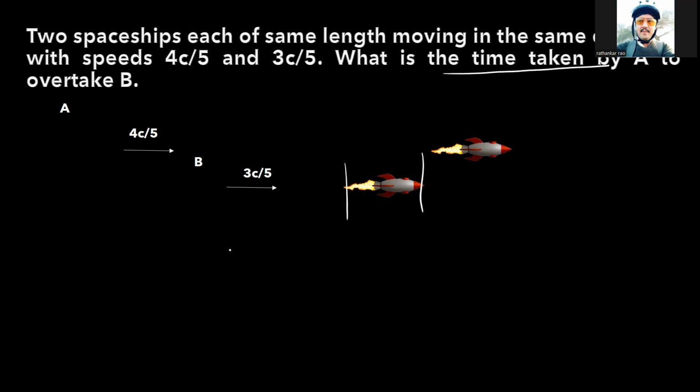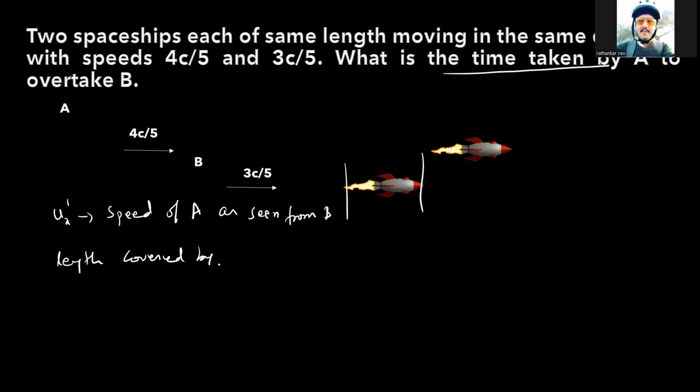So far, what we have done is just calculate ux dash, which is nothing but the speed of A as seen from B. This is what we have seen. What is the length covered by A as seen from B?